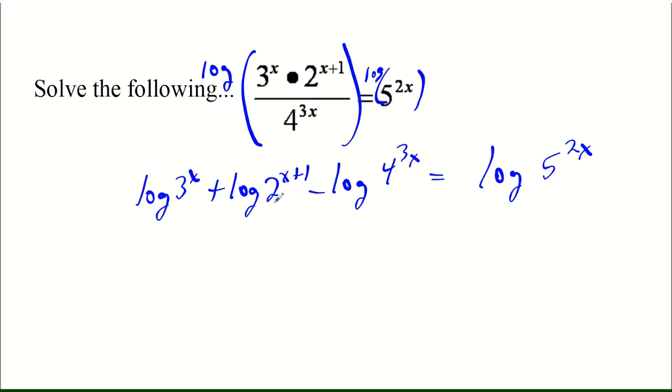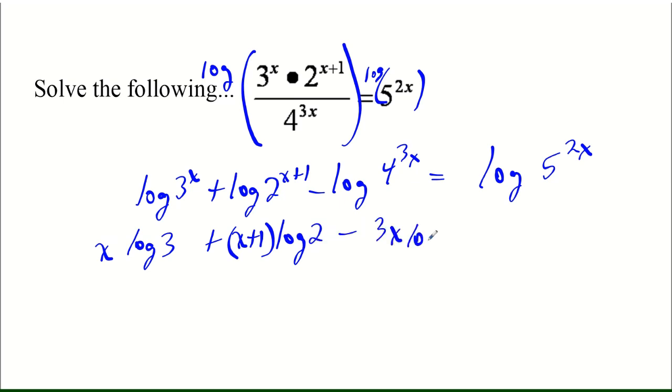Now I'm going to use the power law that says I can bring any exponent of an argument to the front and write it as a coefficient. x times log of 3. x plus 1, if it's multiple terms, always put it in brackets, multiplied by the log of 2. Minus 3x multiplied by the log of 4 equals 2x multiplied by the log of 5.